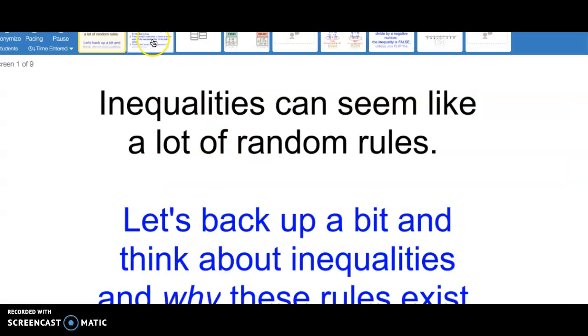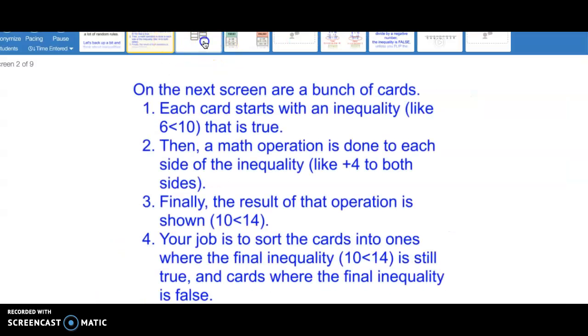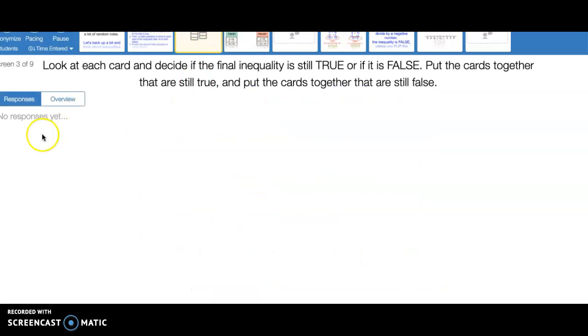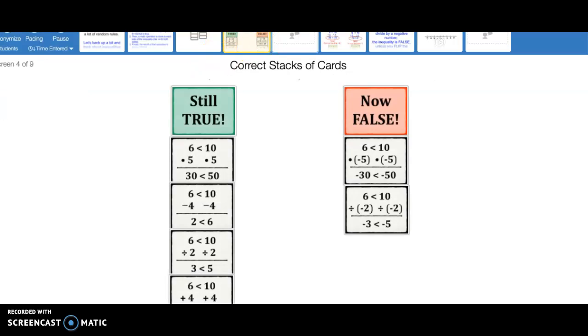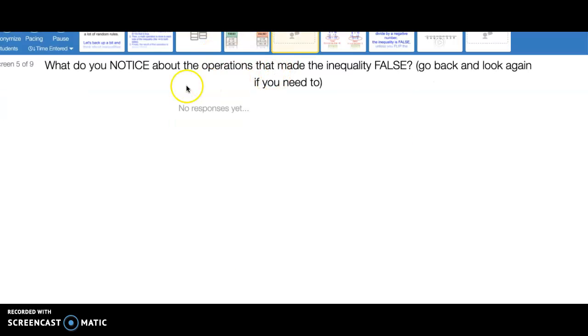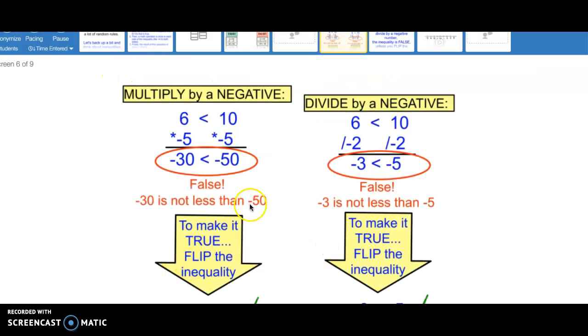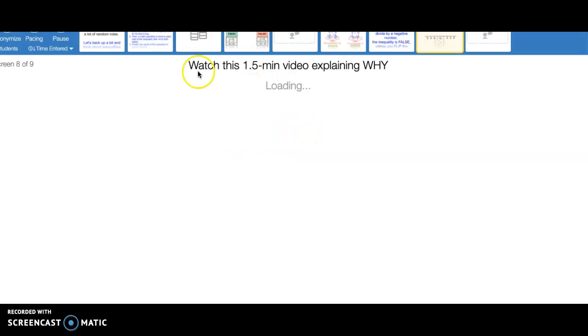So it looks like this. We're going to be exploring some true or false inequalities first. If something is still true, something is still false, that's the teacher answer key. What do you notice about the operations that made the inequality false? And then some rules about when we multiply or divide by a negative. So please make sure to do this.